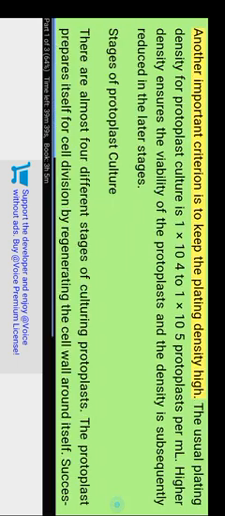Another important criterion is to keep the plating density high. The usual plating density for protoplast culture is 1 × 10⁴ to 1 × 10⁵ protoplasts per milliliter. Higher density ensures the viability of the protoplast and the density is subsequently reduced in the later stages.